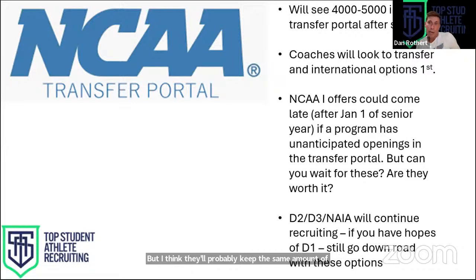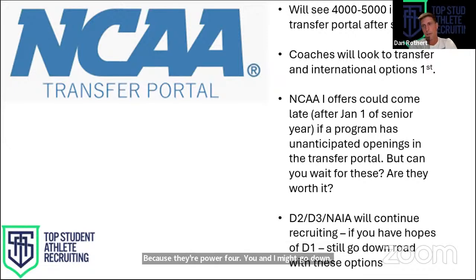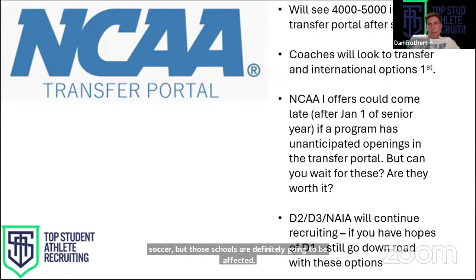We'll see the Iowa and Iowa State. They're going to maybe get more because they're Power 4. UNI might go down on the women's side. Iowa and Iowa State only have women's soccer. UNI only has women's soccer, but those schools are definitely going to be affected. The NAIA schools, they can give some good money, but they get a lot of international players.